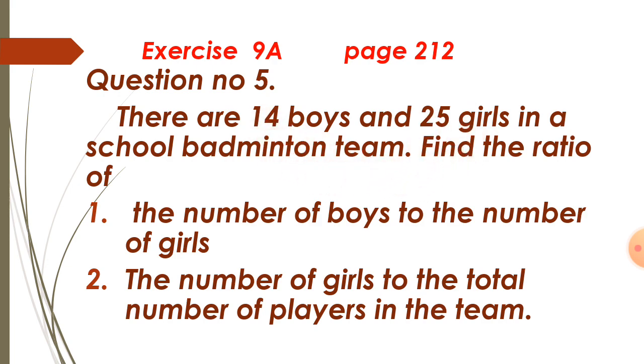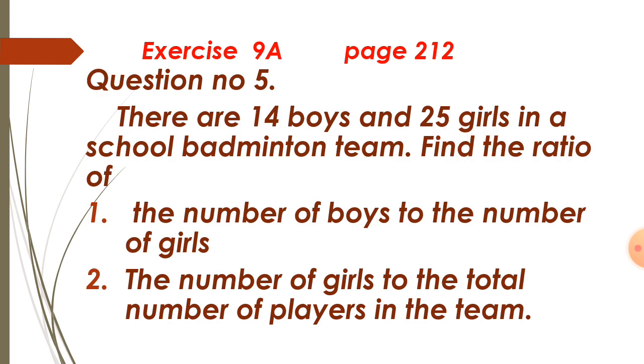That is too easy. You can find the answer from the question as well, because it is asking to find the number of the boys to the number of the girls. So 14 ratio 25. Next, the number of the girls to the total number of the players in the team. The total number of the team is 14 plus 25. It will be 39. So the girls only is 25. You can write 25 ratio 39.